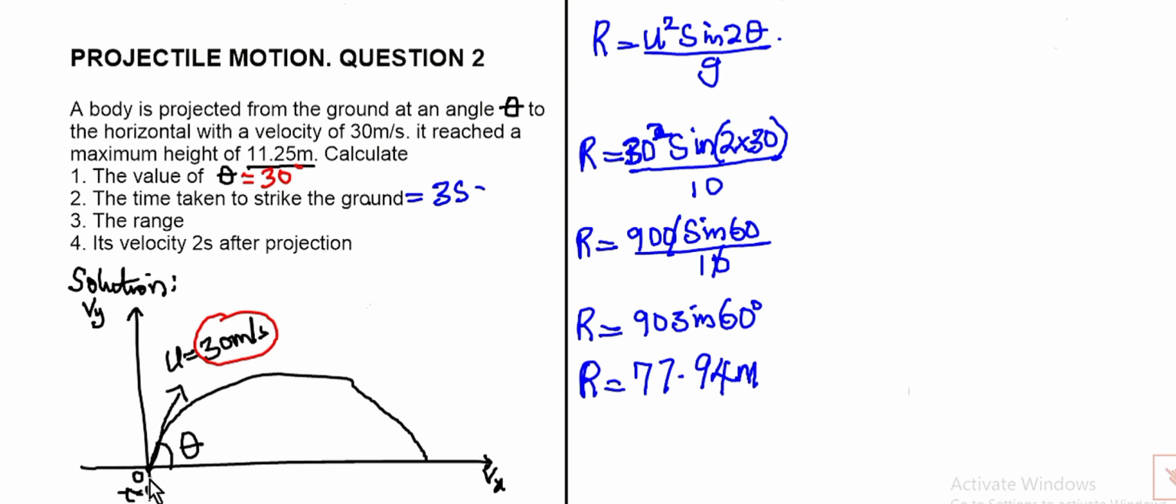so the range is given as 77.94 meters. The range is the distance from the point of projection to the point where the body hits the ground. So this is going to be 77.94 meters. All right. The last question here is asking for its velocity 2 seconds after projection. So how do we solve that?